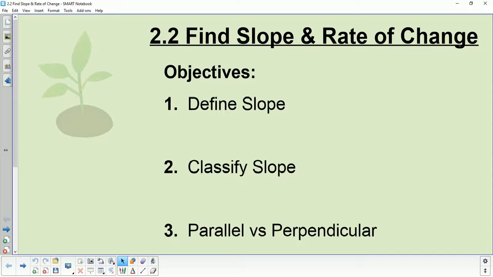Alright, Common Core Algebra 2, so our next lesson for Chapter 2 is going to be about finding slope and rate of change, which really are the same thing. So today we're going to start with a reminder of our definition of slope, talk about how we can classify that slope, and then we're going to compare the slopes of parallel and perpendicular lines.